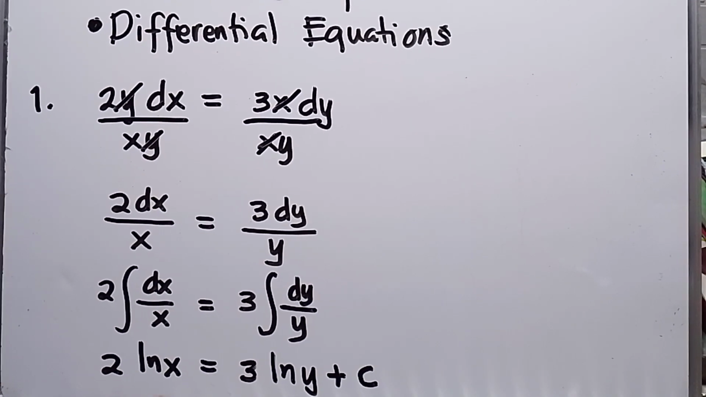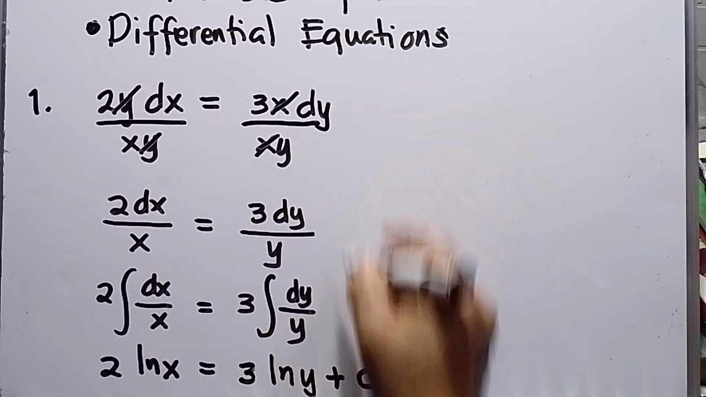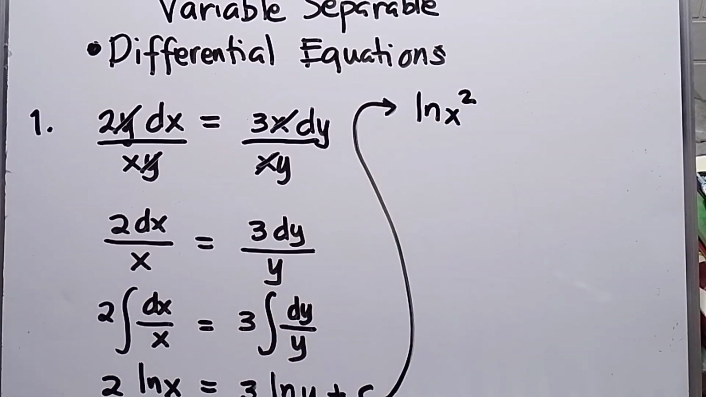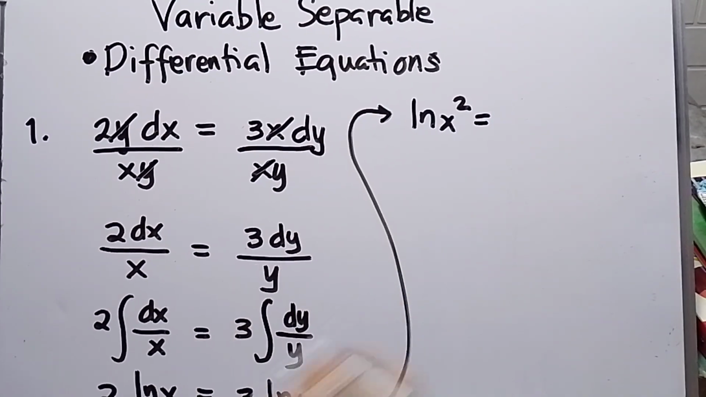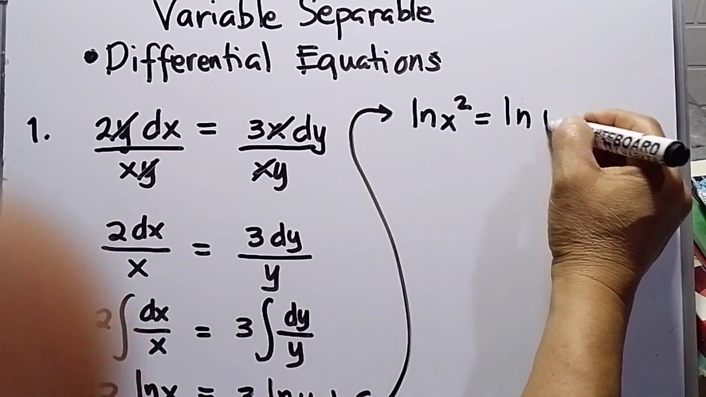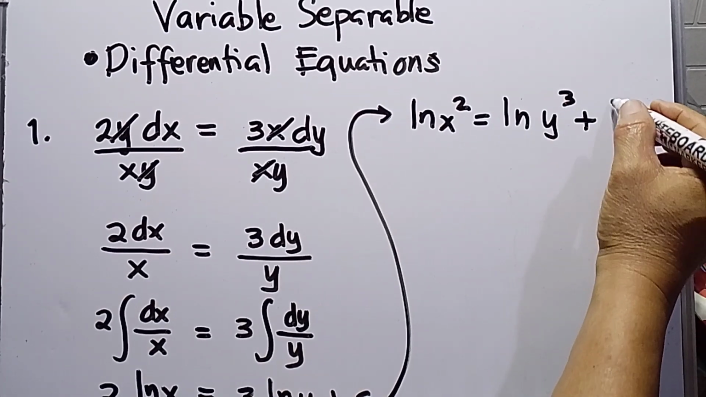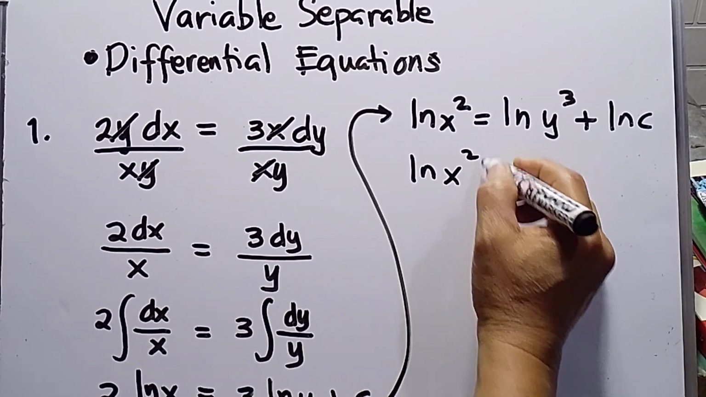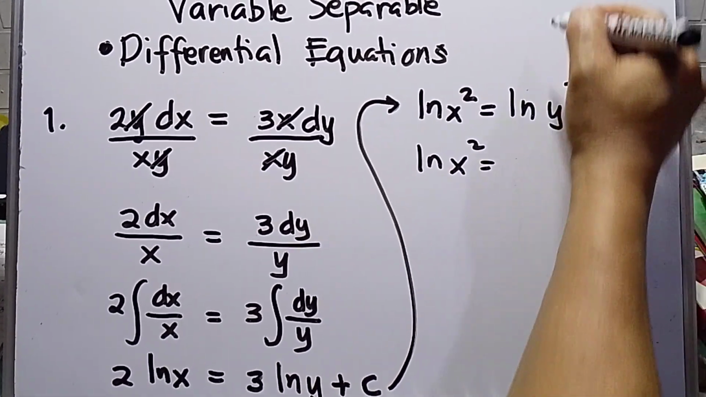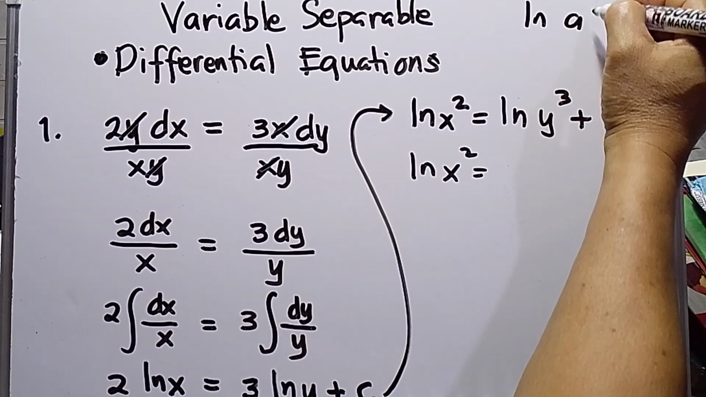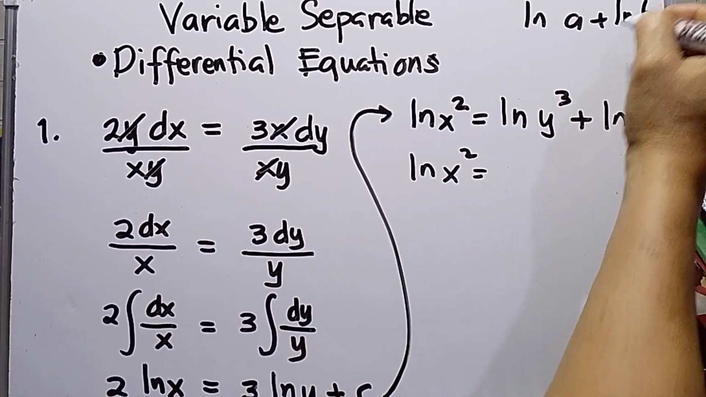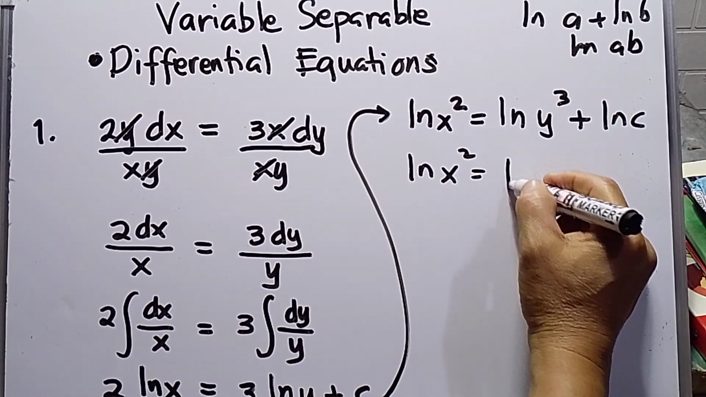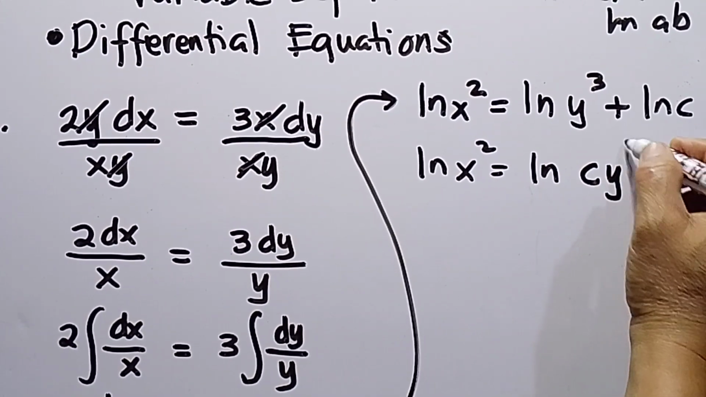So, using our logarithmic function, this will be ln x squared, okay, is equal to ln y cubed plus, let's say, ln c. So ln x squared is equal to, for logarithmic function, ln a plus ln b is equal to ln ab. So this will be ln c y cubed.